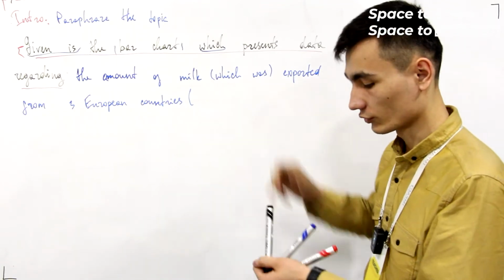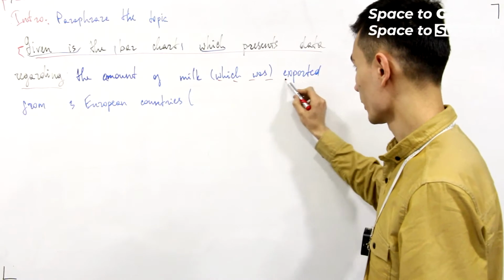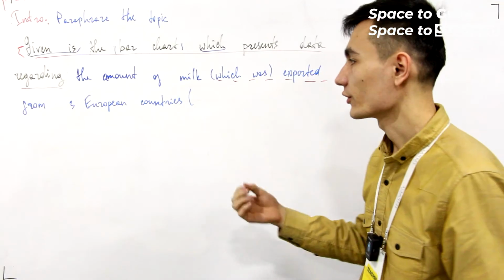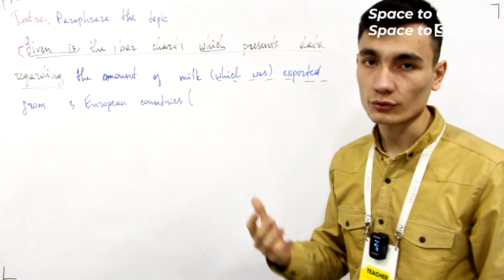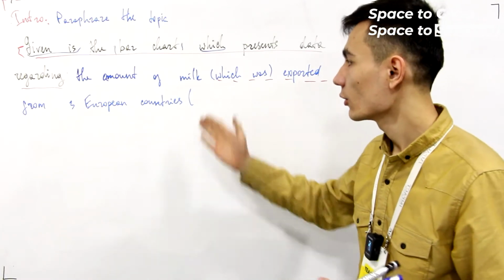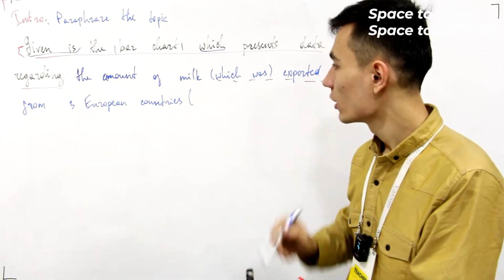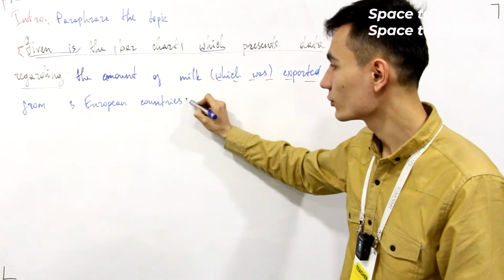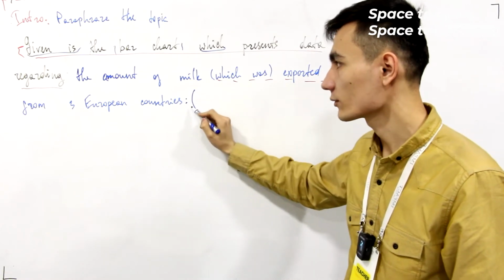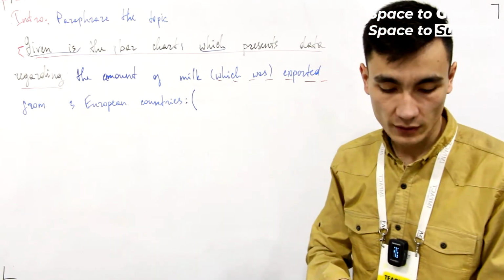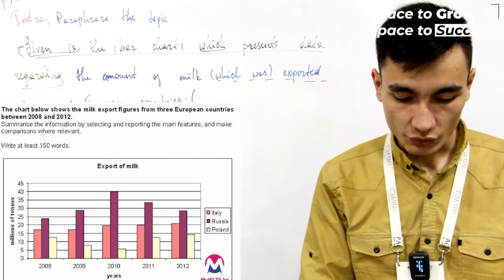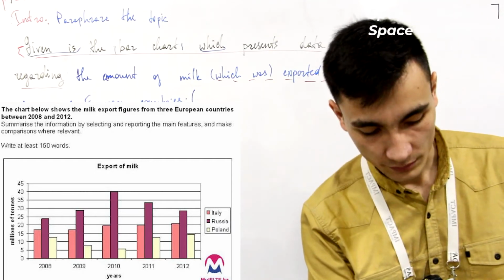As you see, I could use here relative clause or participle clause simply. You can just use one of them. It's just up to your choice. Exported from 3 European countries. And now if we want extra words to make our essay longer, we just open brackets, or instead of brackets, we can just put colon again, or open brackets, one of them. You just cannot do both of them. Put colon or open brackets and just give their names. And their names are Italy, Russia, and Poland. I'll just write their names.